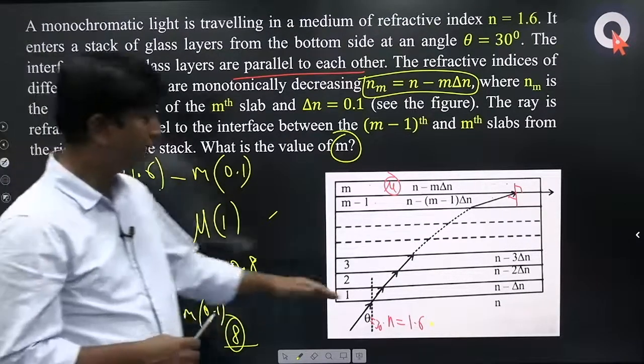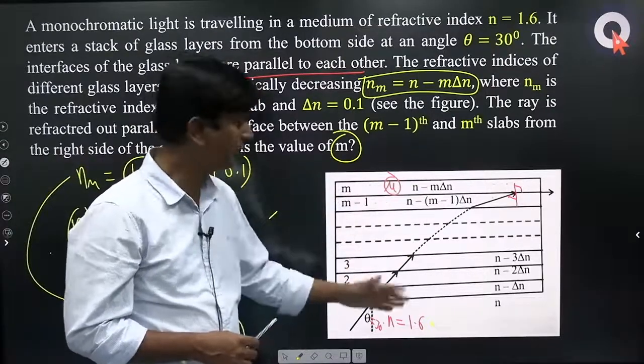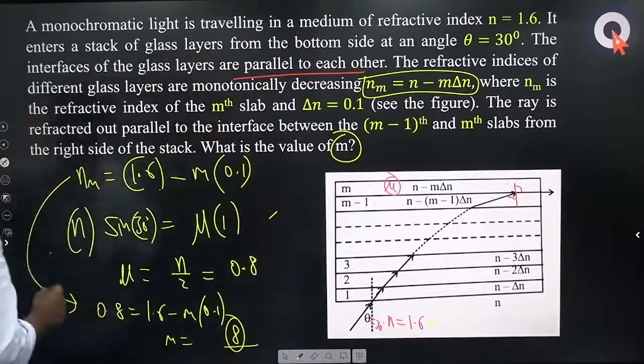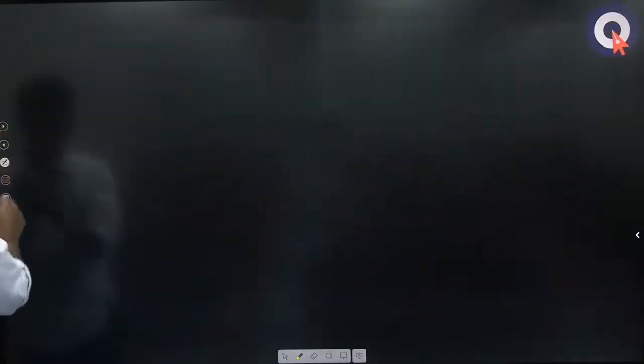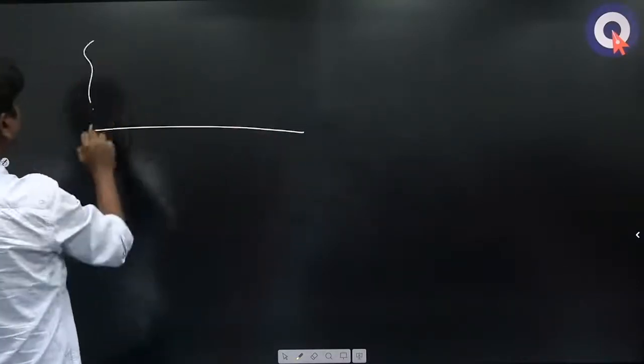Right, so here we are taking a continuously decreasing refractive index. Sometimes it can be given that it is a variable refractive index also. So that sort of a question also we can try to make it. Okay, one of that we'll try to make it. See, you have a completely layered medium like this.